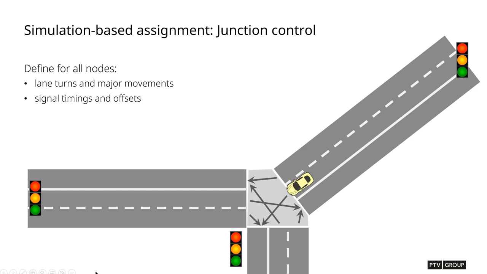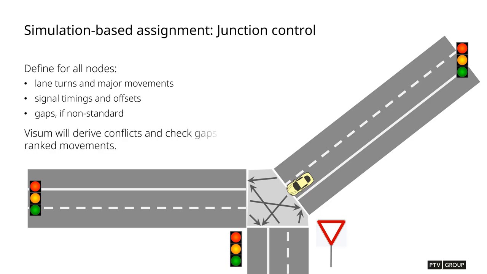Signal timings must be coded, including the offsets, and you can model gaps, but also there are some standards applied that are derived from the Highway Capacity Manual. So that means generally Visum will derive conflicts. Conflicts typically occur where these lane turns cross or if these lane turns have the same destination lane. And then gaps for the lower ranked movements are automatically derived.